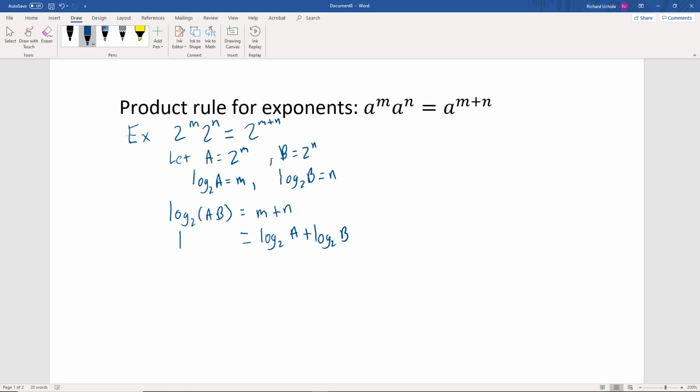So the product rule for logarithms is that if you have the log of the product, that's equal to the sum of the logs. And that's again showing how it relates to the product rule for exponents. Now notice I chose the base of 2. Did that matter? Not at all.